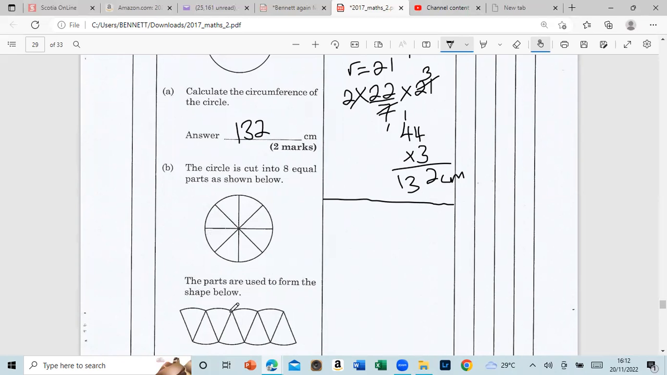Alright, so let me see. So they say 8 curved pieces. 1, 2, 3, 4. This is a very tricky question, because if you cut it up into 8, not only do you get the 8 parts of it, but guess what? The inside part. So we get the radius to be what? 21. This is a very good critical thinking question.